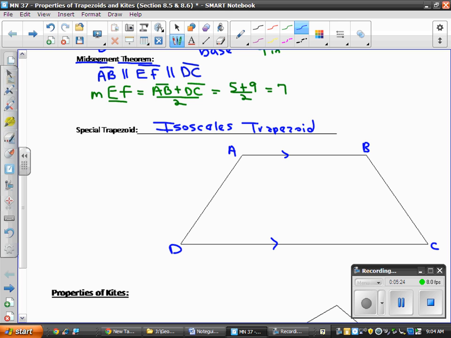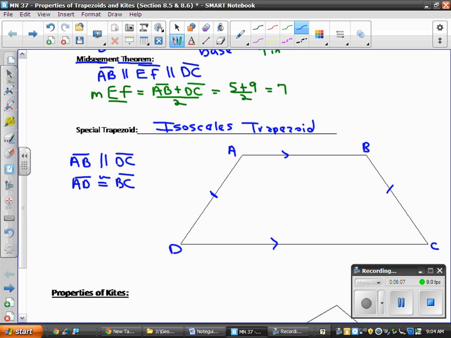If you look at this trapezoid, it's a little different than the top one simply because you'll notice that this length, AD, is congruent to this length over here, which is BC. So, kind of like an isosceles triangle, you have two equal, or congruent, sides. Same thing with an isosceles trapezoid. Now, let me write a couple things here. First of all, we know that AB is parallel to DC just simply because it is a trapezoid. Because it's a special trapezoid, an isosceles trapezoid, we know that AD is also congruent to BC.